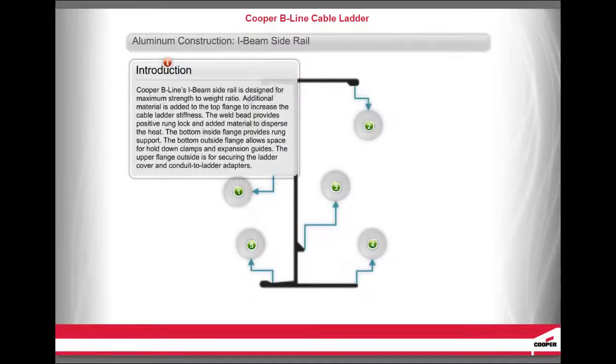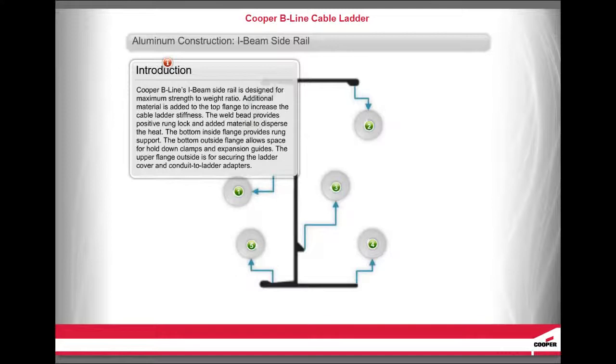Cooper B-line's I-beam side rail is designed for maximum strength-to-weight ratio. Additional material is added to the top flange to increase the cable ladder stiffness. The weld bead provides positive rung lock and added material to disperse the heat. The bottom inside flange provides rung support.